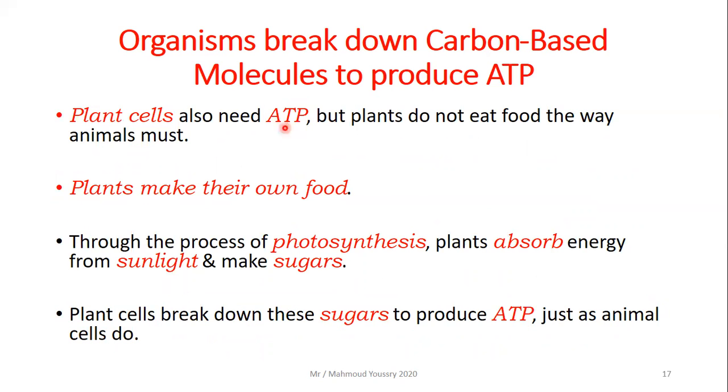Plant cells also need ATP, but plants do not eat food the way animals must. The plants make their own food. Through the process of photosynthesis, the plants absorb energy from sunlight and make sugars. Then the plant cells break down these sugars to produce ATP, just as animal cells do.